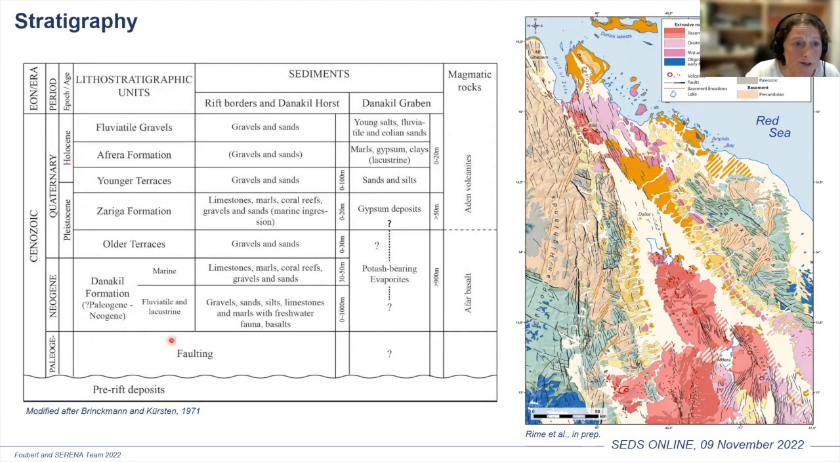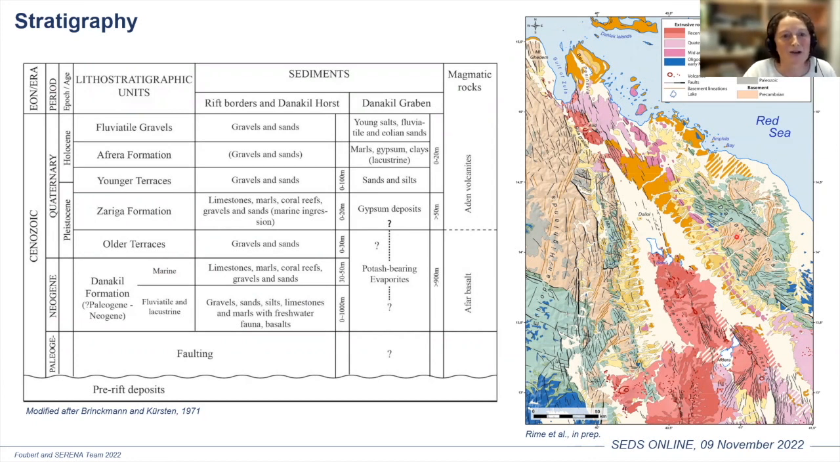We're splitting this into marginal deposits and the central part of the Danakil Depression, because the sedimentation patterns are completely different. The marginal deposits currently outcropping in the Danakil Depression are mainly characterized first by the Danakil Formation, with mainly lacustrine and fluviatile deposits. This is our new map, and you see the Danakil Formation indicated here in this slight yellowish orange color.